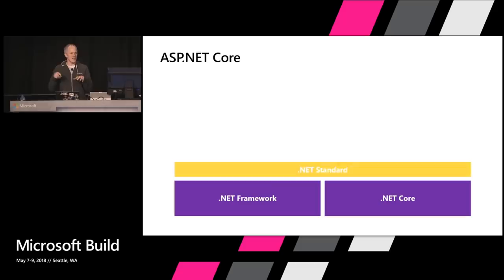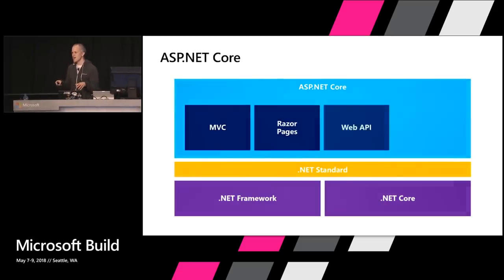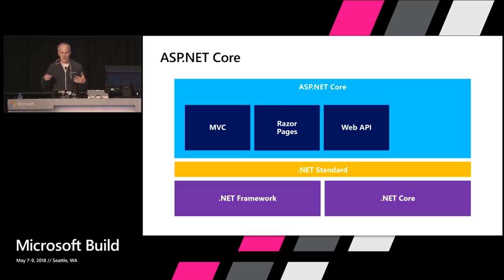Now, it runs on .NET Core, and in fact, it's included with the .NET Core runtime. But that doesn't mean you're limited to .NET Core. If you want to use ASP.NET Core on the .NET Framework, you can. And that's thanks to the fact that ASP.NET Core is really just a bunch of .NET Standard libraries. And so you can use them wherever .NET Standard 2.0 is supported. And it includes a variety of frameworks that help you do web development.